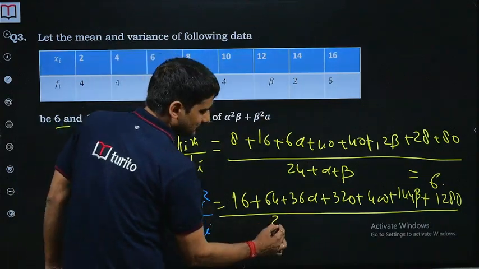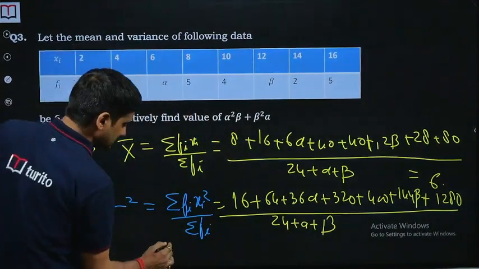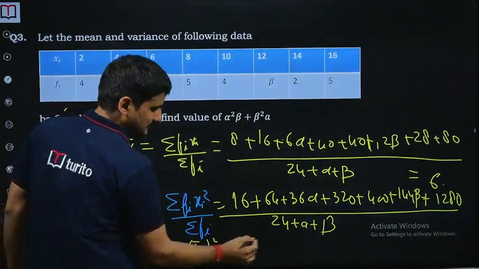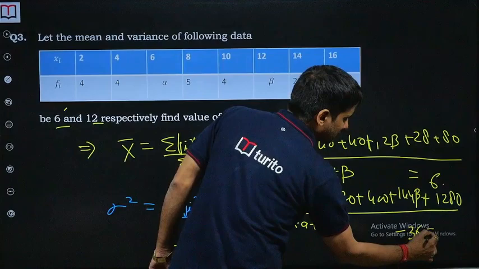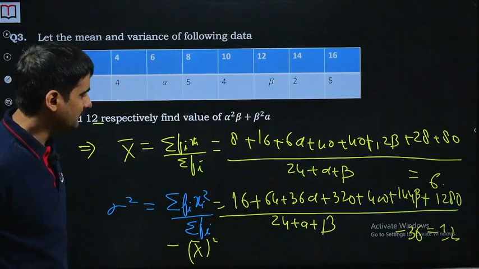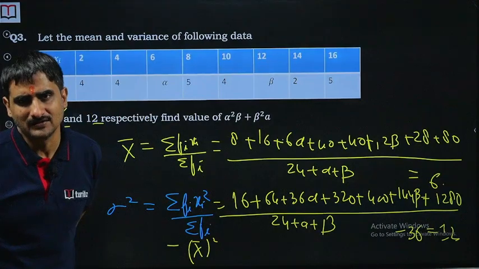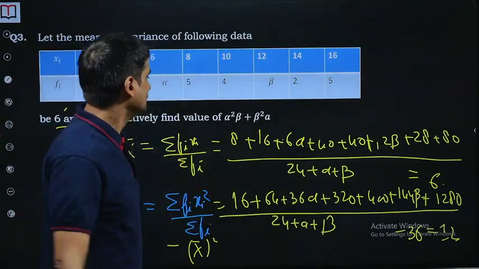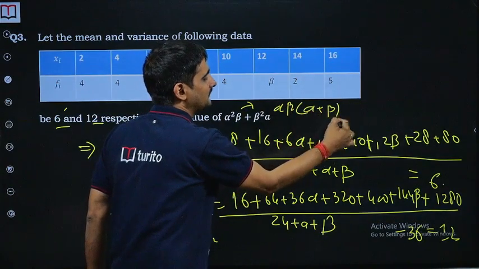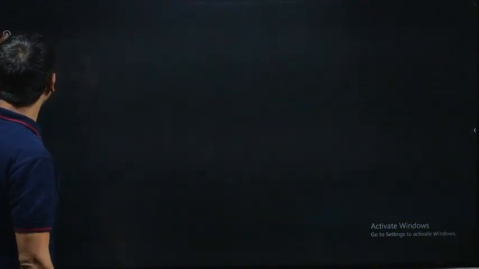And then again this is divided by 24 plus alpha plus beta, but that's not variance. I'm really sorry, that's not variance. It is minus mean whole square, and mean is given to be 6, so minus 36 is equal to variance, which is 12. So you have two relations, two unknowns, alpha and beta. Just quickly calculate them and you have your alpha and beta. Once you have alpha and beta, you can just put the value in alpha beta into alpha plus beta, and then you have your answer. So that's one case where it's grouped data without class interval.